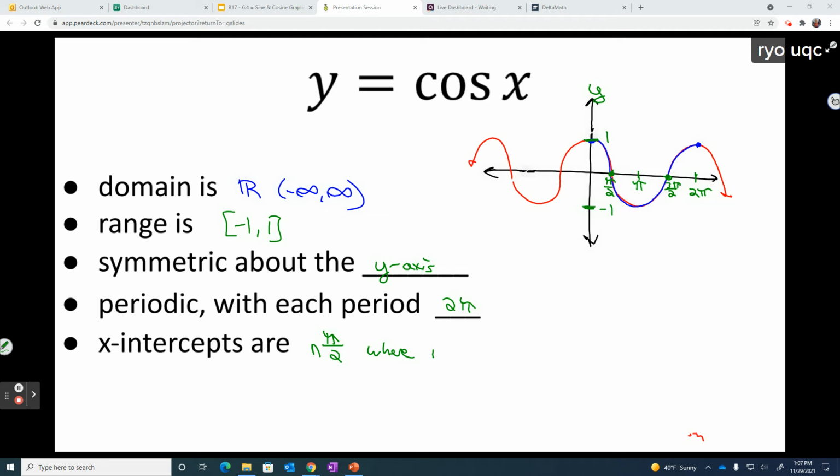Where n is a... how do you think we should say this time? It's not just an integer. So that would have to be 1 pi over 2, 2 pi over 2, 3 pi over 2. How can we modify that?